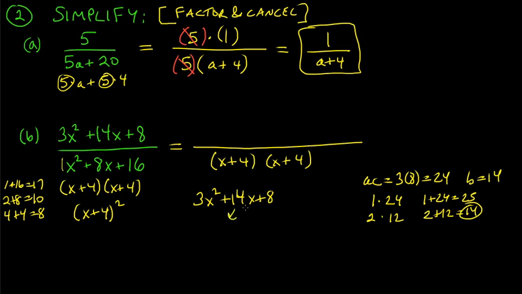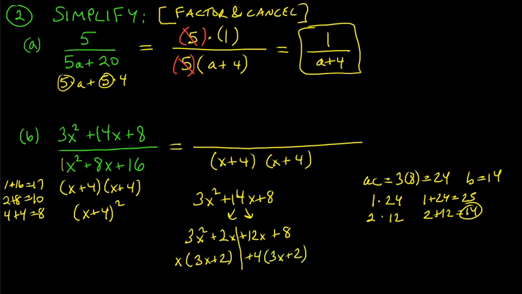So we split up the middle term, the 14x, as 2x plus 12x, or 12x plus 2x, right? And then you factor by grouping. The first two terms you take out an x, leaving you with 3x plus 2. And the last two terms you can take out a 4, also leaving you with 3x plus 2. So we're going to factor out the 3x plus 2, which multiplies x plus 4. So the numerator is 3x plus 2 times x plus 4.